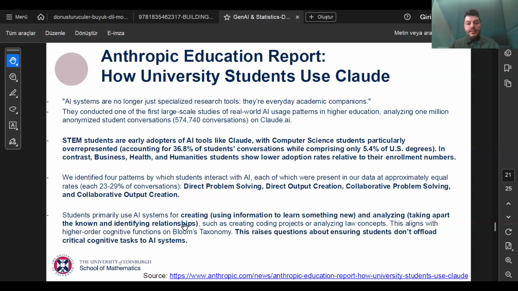The other take-home message from this study, lying in the last paragraph, is that they are mainly using these tools for creating and analyzing, and especially from Bloom's taxonomy, they highlighted that students are actually giving the critical cognitive tasks to AI systems. This is very recent, by the way, just from yesterday, they announced it.